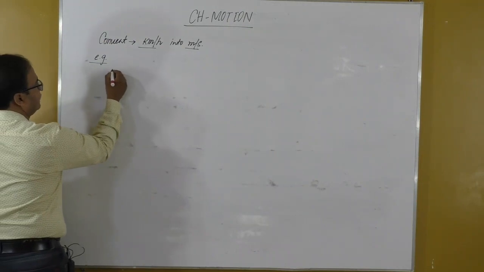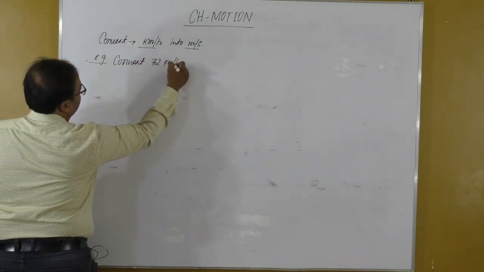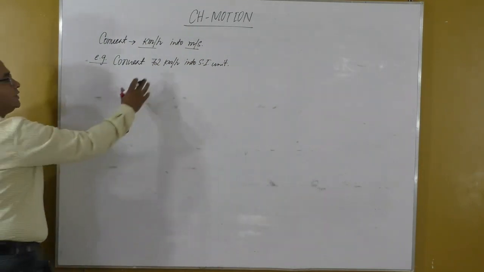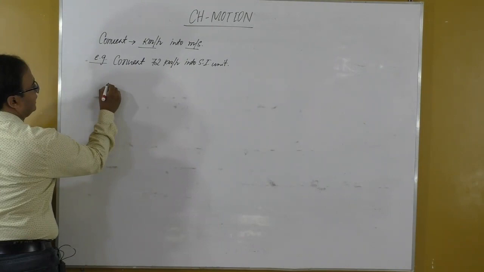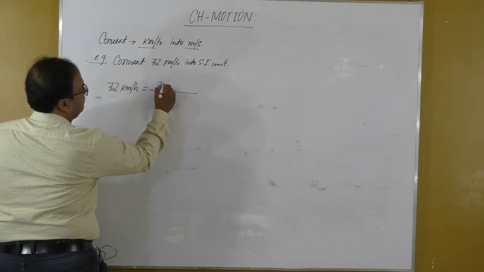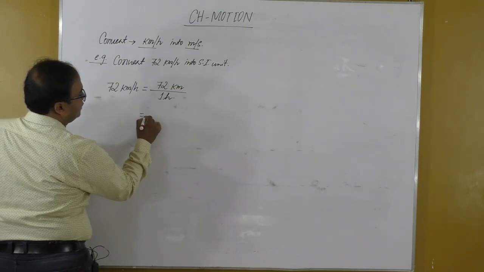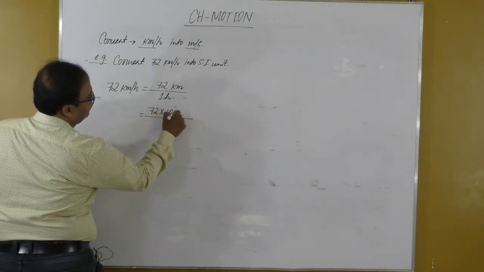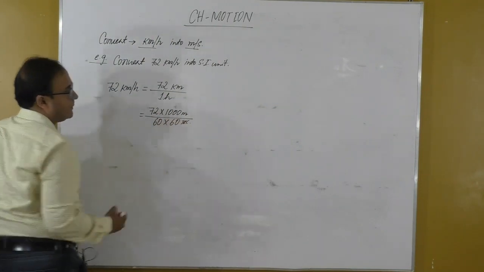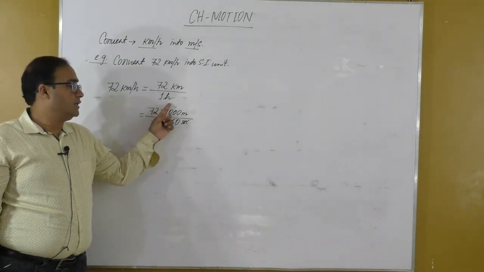For example, I am considering the question here, convert 72 kilometer per hour into SI unit. So we can write like this: 72 kilometer per hour is equal to 72 kilometer upon 1 hour. We know that in 1 kilometer there are 1000 meters, so 72 into 1000 meter, and 1 hour will be 60 into 60 seconds. Some students make this mistake. They write 1 hour is 60 seconds.